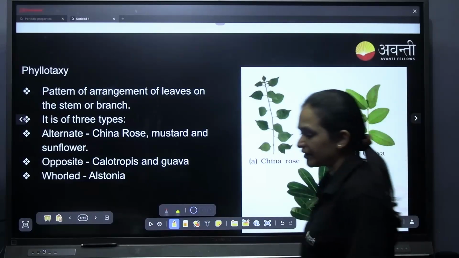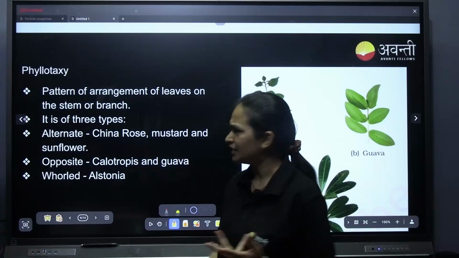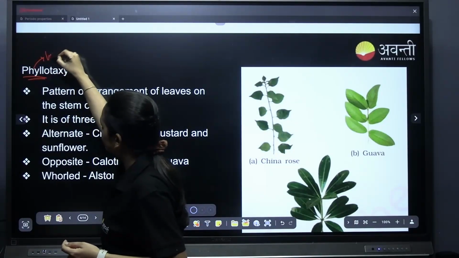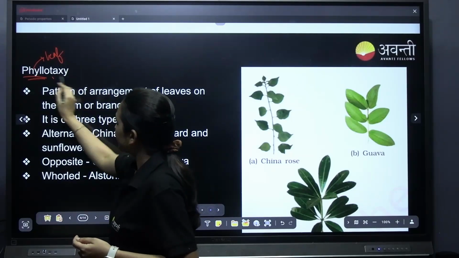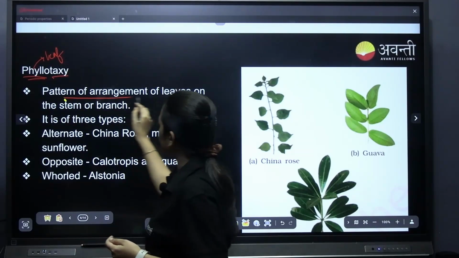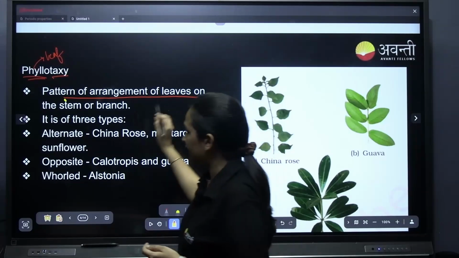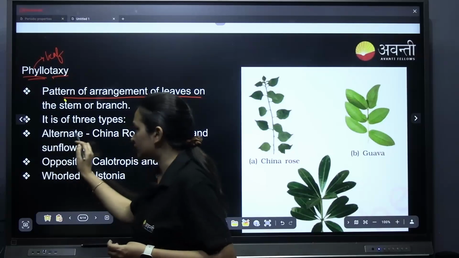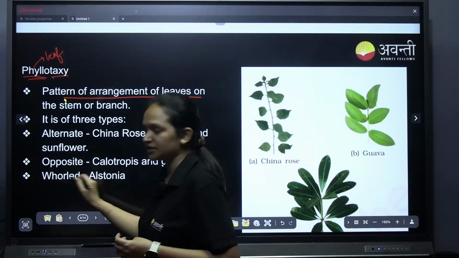Phyllotaxy. Now coming to phyllotaxy. What do you mean by phyllotaxy? Phyllo means leaf, and taxy means the pattern of arrangement of leaves. On the basis of that, we classify into whether it is alternate, opposite, or whorled.